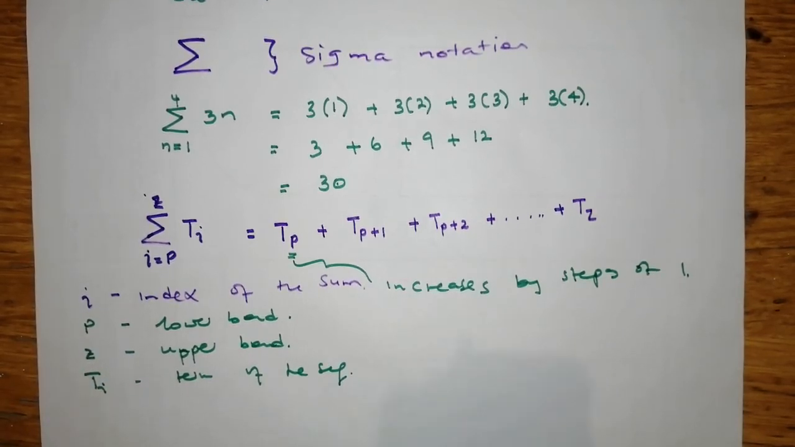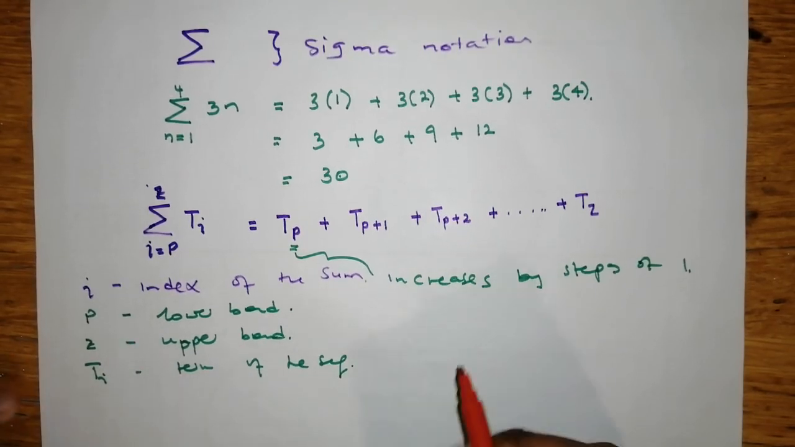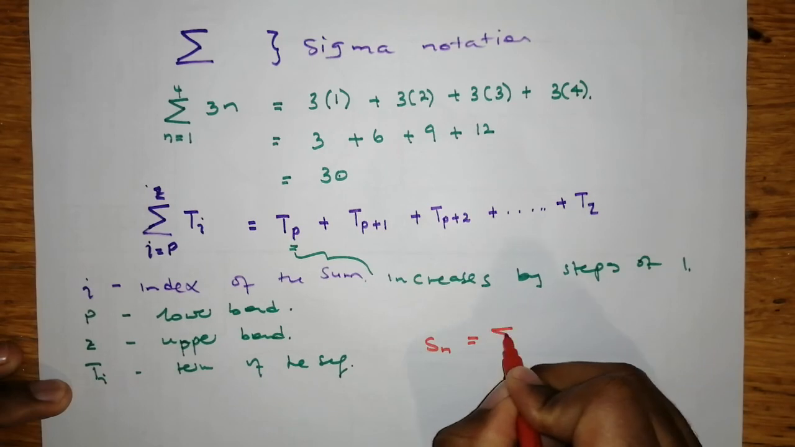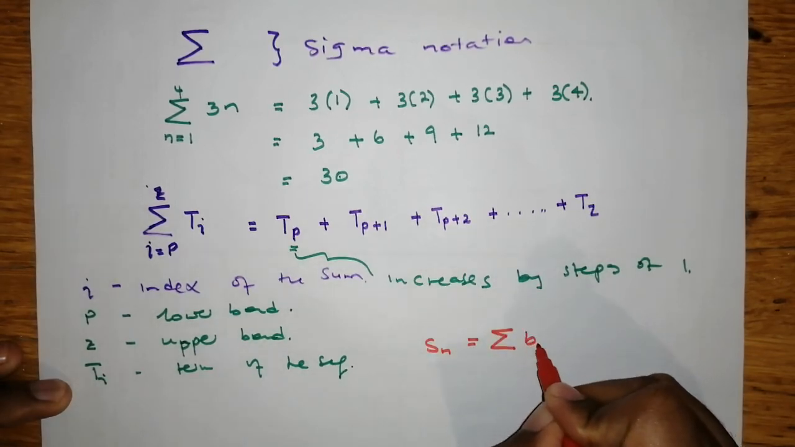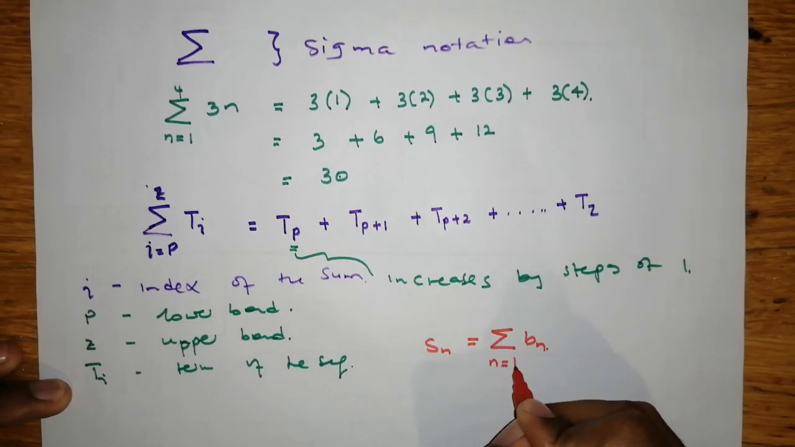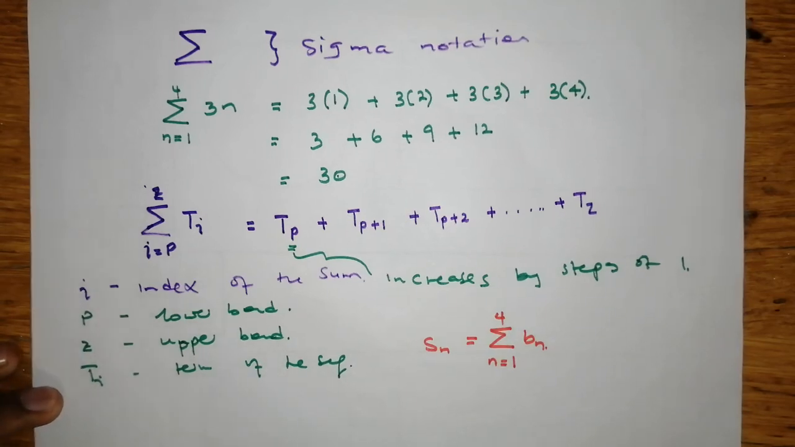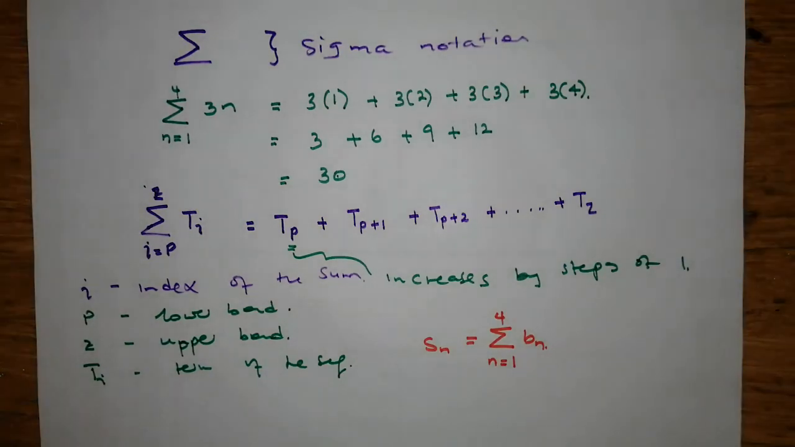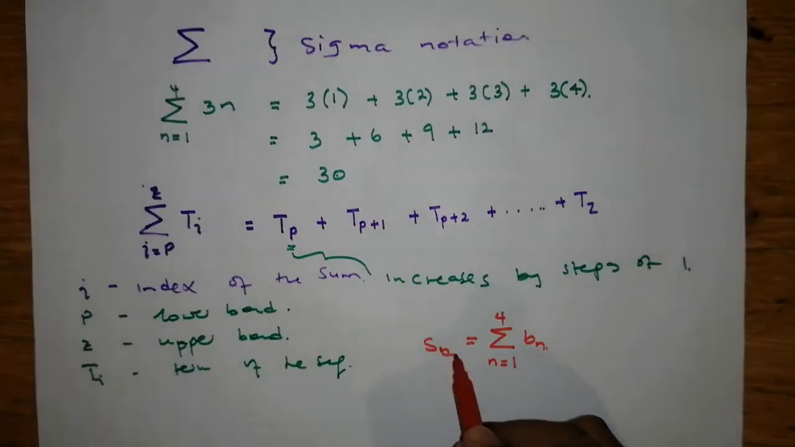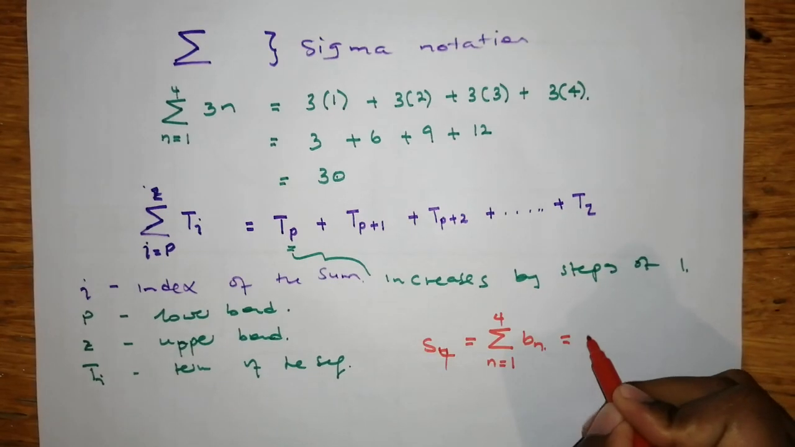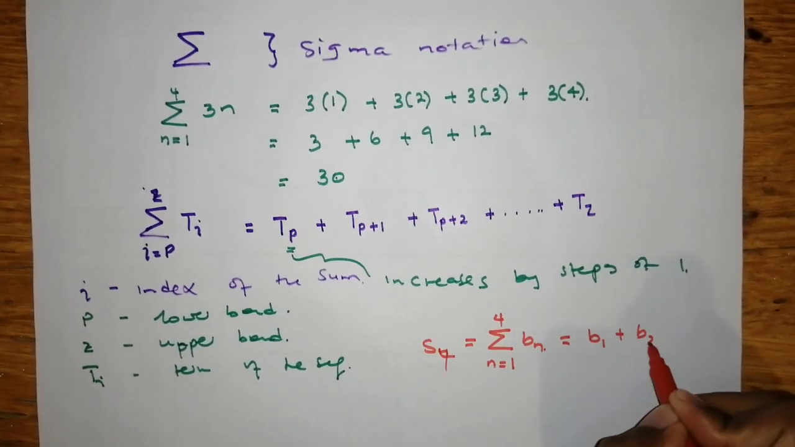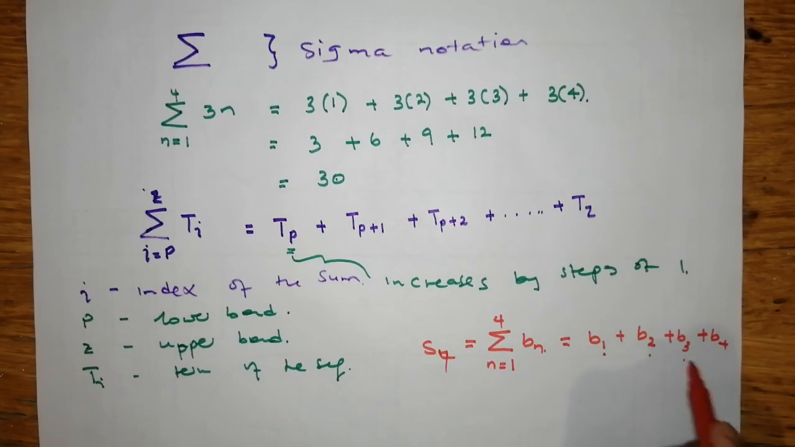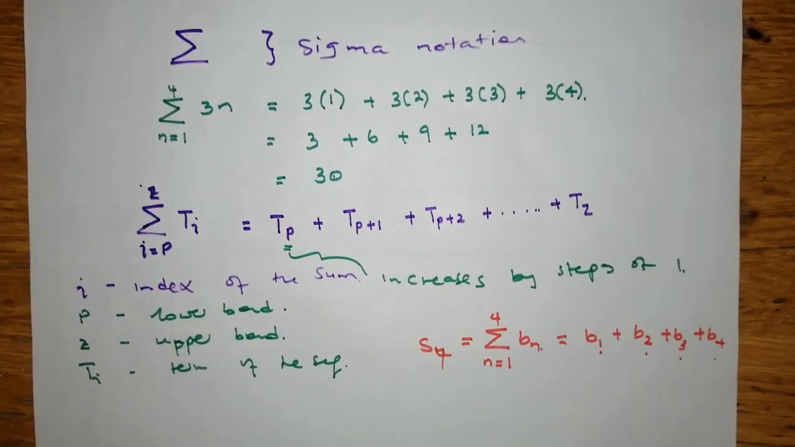The sigma notation and the sum here can be used interchangeably. Let's say we've got Bn from n equals 1 until 4, for example. These can be used interchangeably to some degree, depending on what is given. Obviously this will be S4, so this is going to be B1 plus B2 plus B3 plus B4. As you can see, the index of the sum here increases by 1.